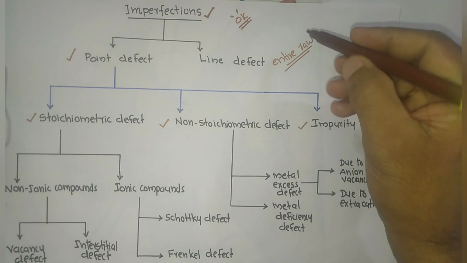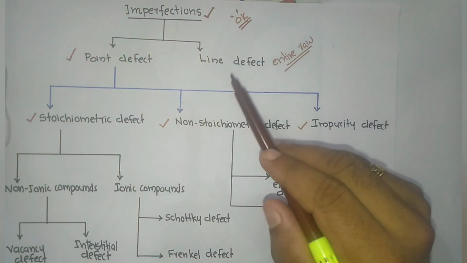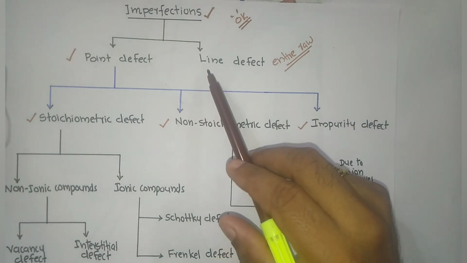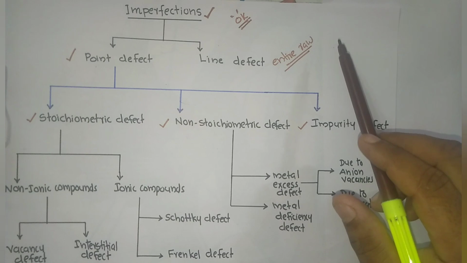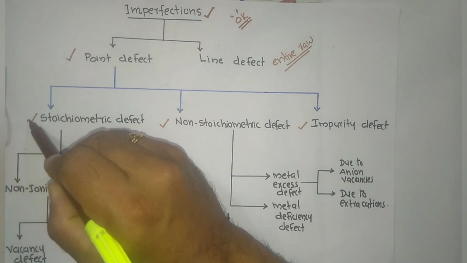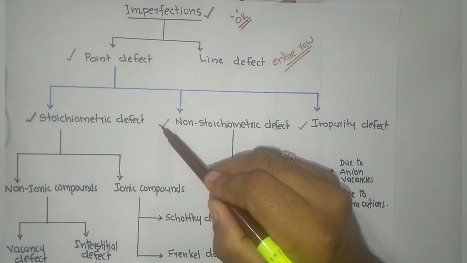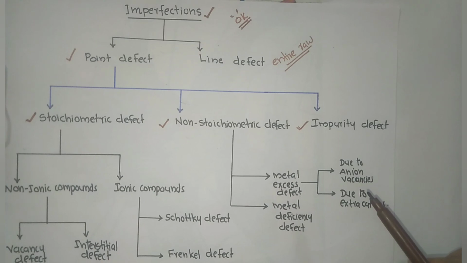Point defect means missing of one constituent particle from the lattice site. Line defect means missing of an entire row from the crystal lattice. Then point defects are classified into three types. First one, stoichiometric defect. Second one, non-stoichiometric defect. Third one, impurity defect.